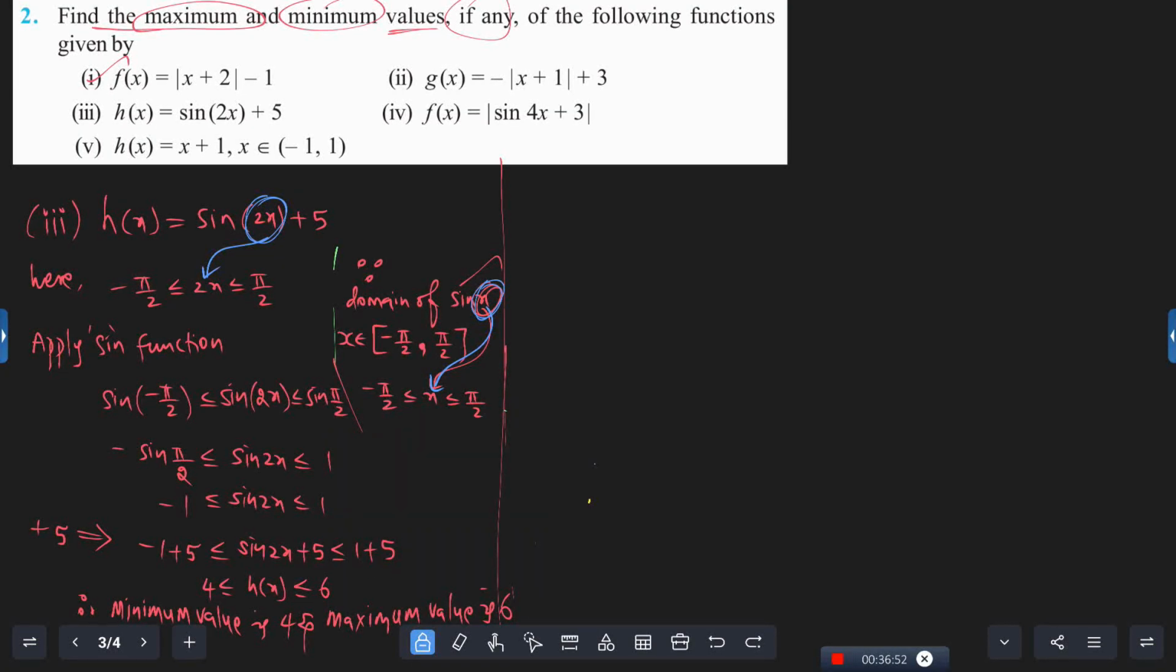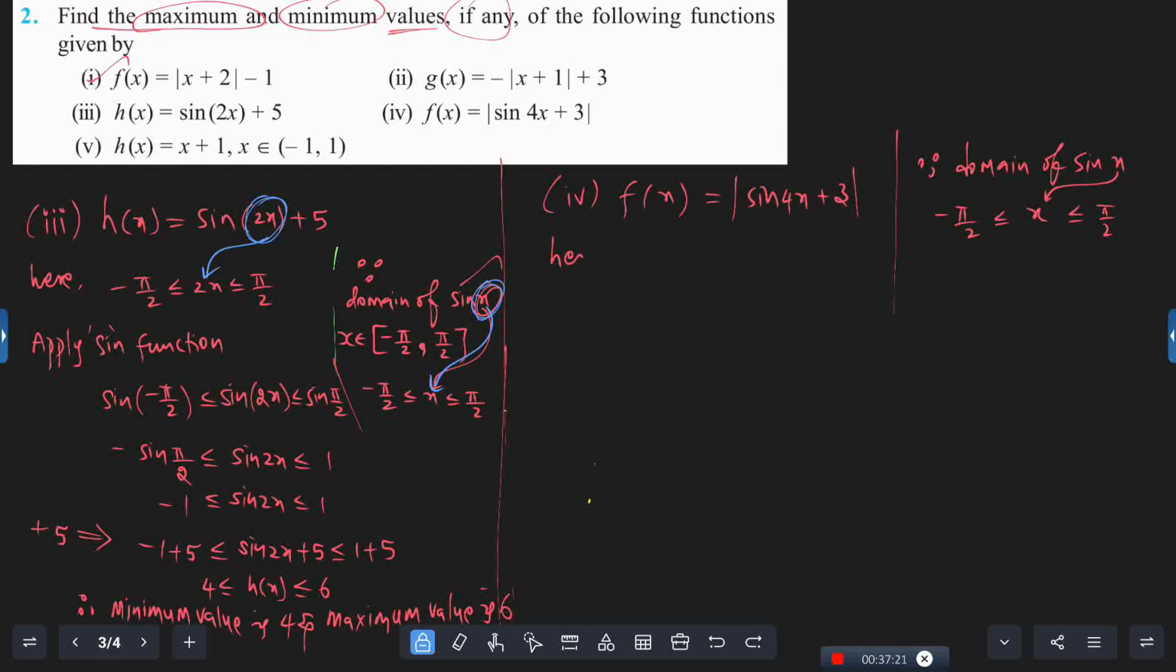what is the fourth one? Same manner only. Fourth one, f of x equal to modulus of sine 4x plus 3. This is also the same. Domain of sine, what do we know? Domain of sine x, we know very well, minus pi by 2 less than or equal to x less than or equal to plus pi by 2, meaning this x will be coming as it is.